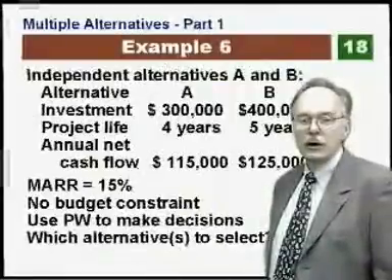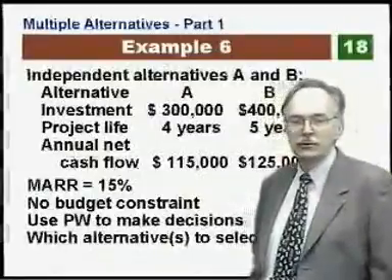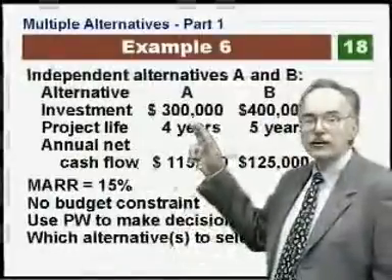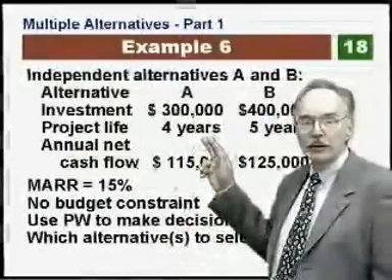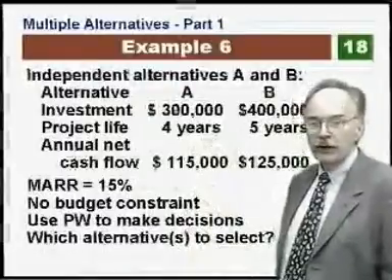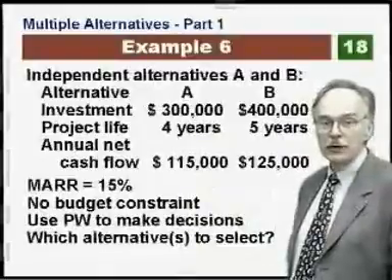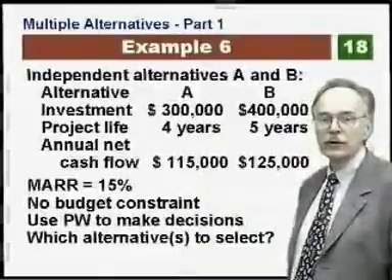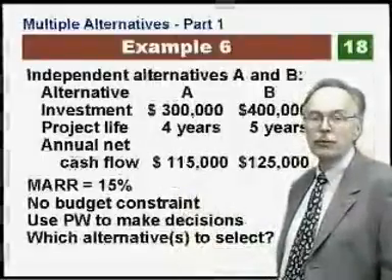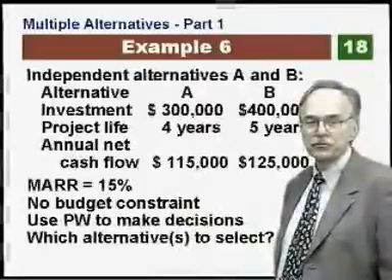Let's move on now to our numerical examples. In the first example, we're going to evaluate two alternatives, A and B. Alternative A has an investment of $300,000, a life of 4 years with a net cash flow of $115,000. Alternative B has an investment of $400,000. It runs for 5 years. The annual net cash flow is $125,000. Minimum attractive rate of return is 15%. There's no budget constraint, and we're going to use present worth to make a decision.